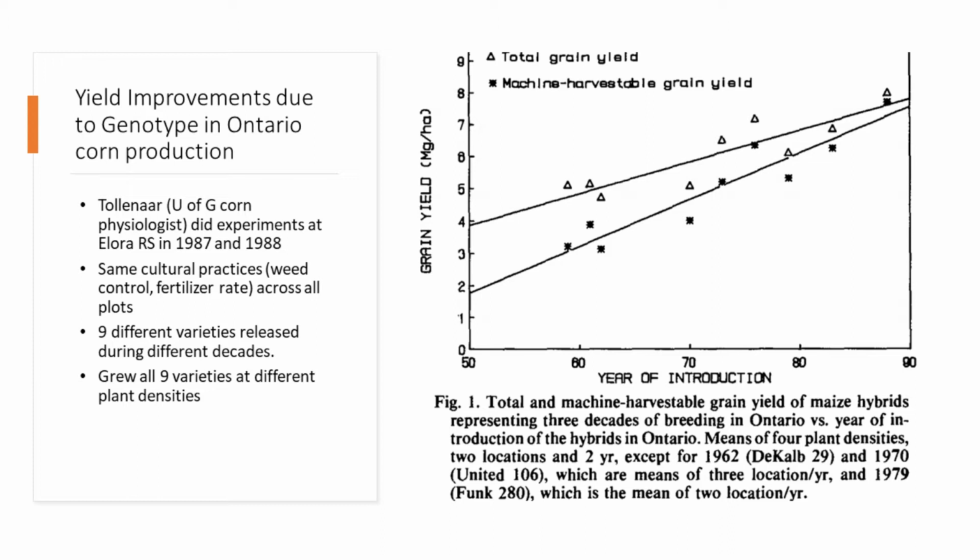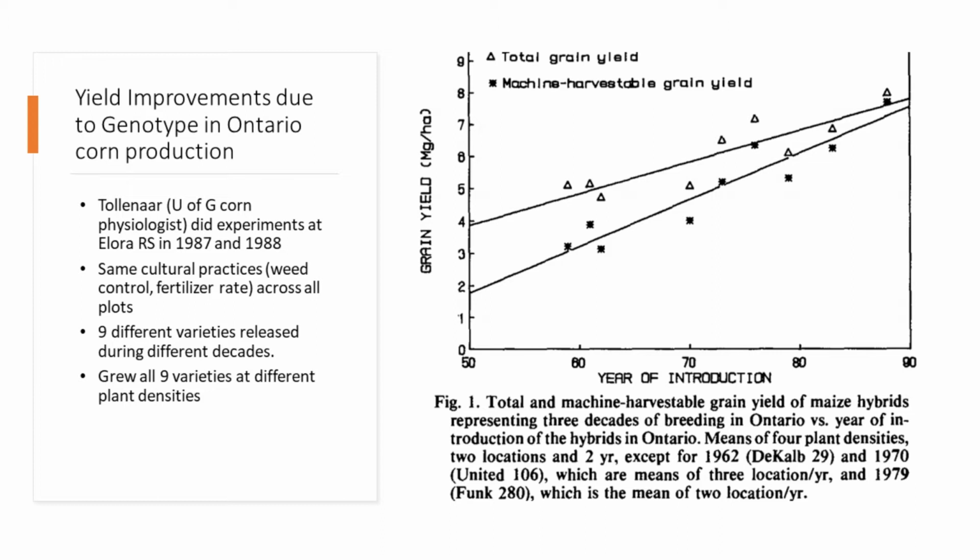They grow those varieties with the same management in the same location, so they're experiencing the same weather. And so then you can test the pure effect of G on grain yield. So that's what Tolinar did, nine different varieties. And you can see here the effect of G. On the x-axis, we have the year of introduction, so when that corn hybrid was released commercially in Ontario. And on the y-axis, we can see grain yield.